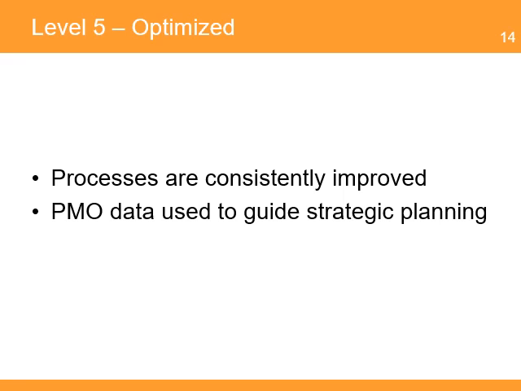At this level, all core processes are consistent and continuously improved. The organization relies heavily on transparency into their project's progress and objectives in order to make decisions. The PMO's data and information are now critical components of the organization's strategic planning.